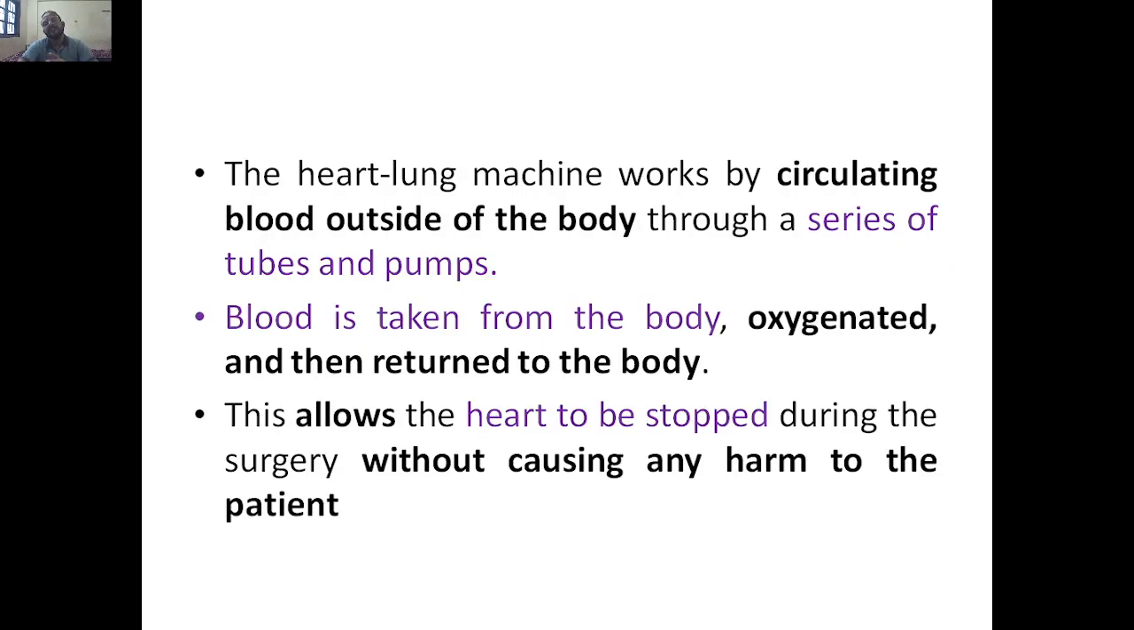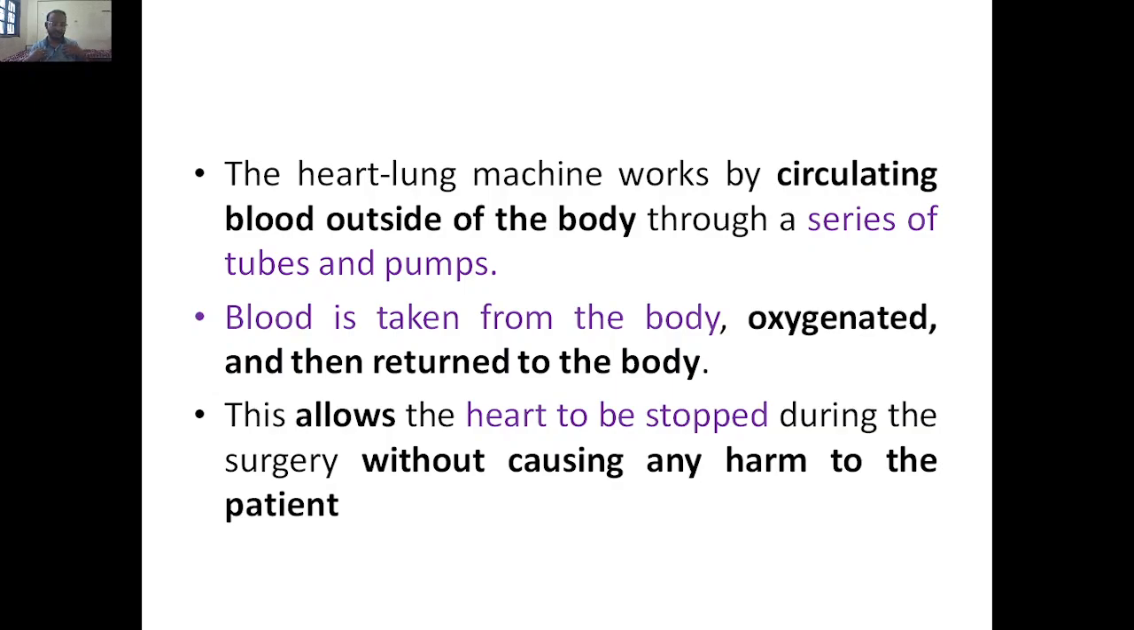So now the heart lung machine works by circulating blood outside of the body. The machine will not be inside our body; it will be kept outside, circulating the blood through a series of tubes, pipes and pumps. The blood keeps going from the body to this machine, gets pumped by the machine, and circulates back to the human being.